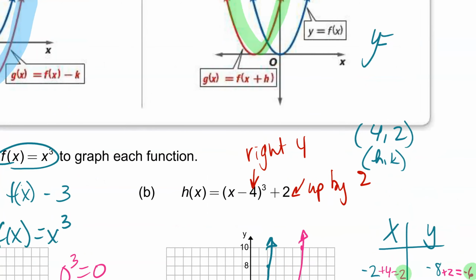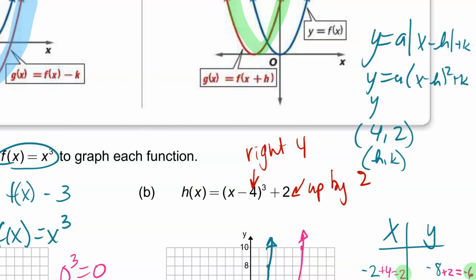All right, so y equals a times the absolute value of x minus h, plus k. That would be for absolute value. y equals a times (x minus h) squared plus k. That's for squared. y equals a times (x minus h) cubed plus k. So that's vertex form for a cubic function. Notice they're all the same. The difference is: absolute value, parentheses and squared, parentheses and cubed. You see a pattern? Hopefully. Check, check. Okay.